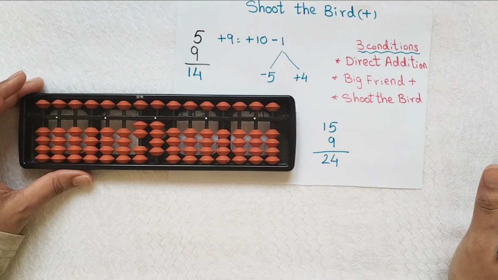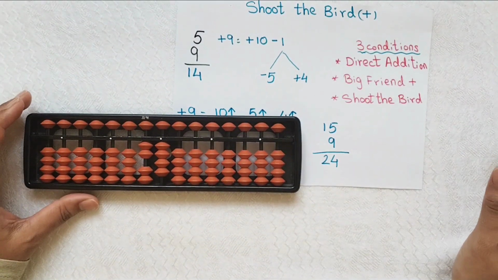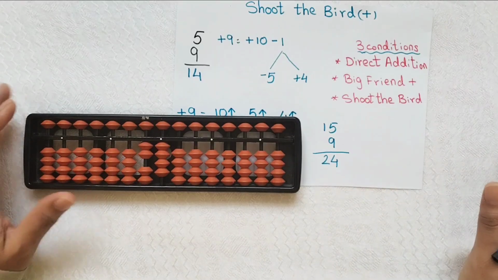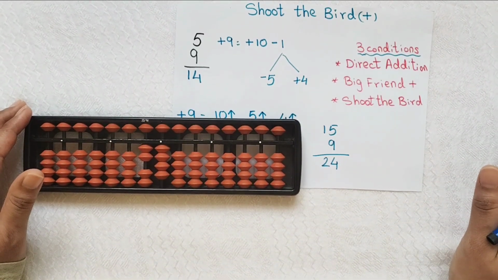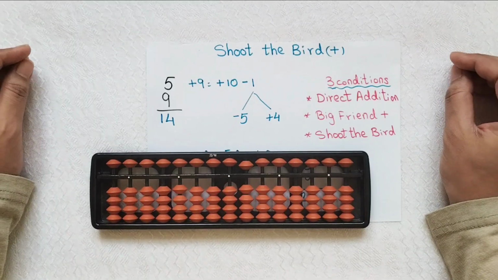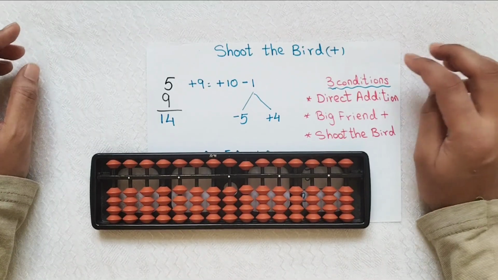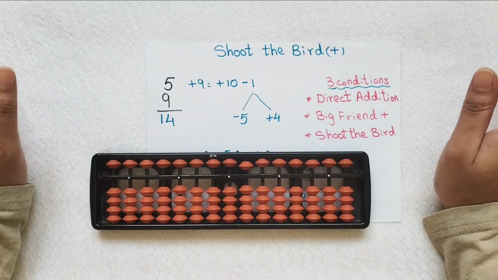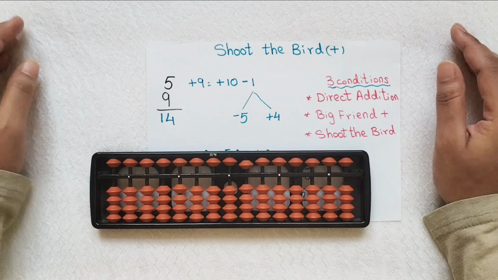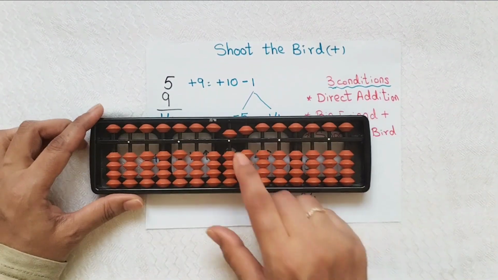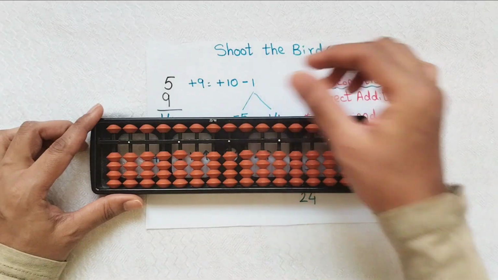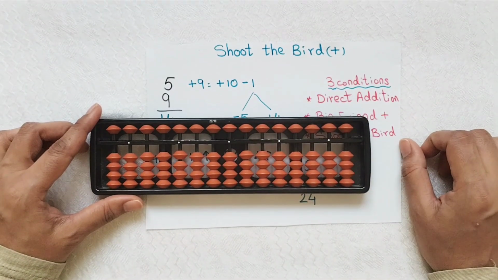Did you notice something? We have skipped both the formulas, yet we were able to solve it very easily without remembering any friends. And most important, shoot the bird technique is for addition. It is used only for addition. And we can only use this technique when the 5 bead is touching the value bar. If it is away from the value bar, we cannot use it.